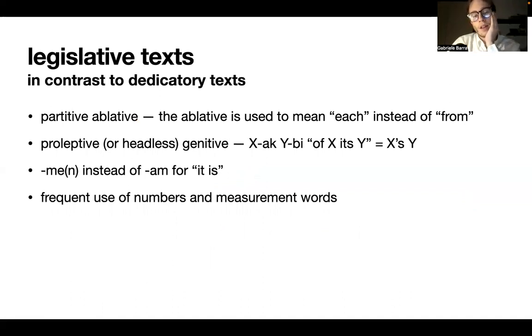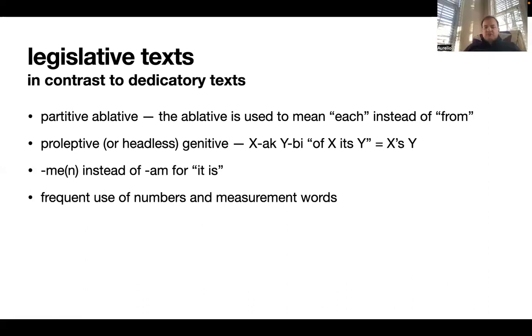The proleptive or headless genitive is not as uncommon as the other ones. It's a means of forming the genitive which goes beyond just adding the genitive. You have both terms, so the first term goes in the genitive, and then the second ends in b, or whatever possessive pronoun is employed, and that is to mean x, y. So of x, it's y. Of the first term, it's the second term. We'll see that going on.